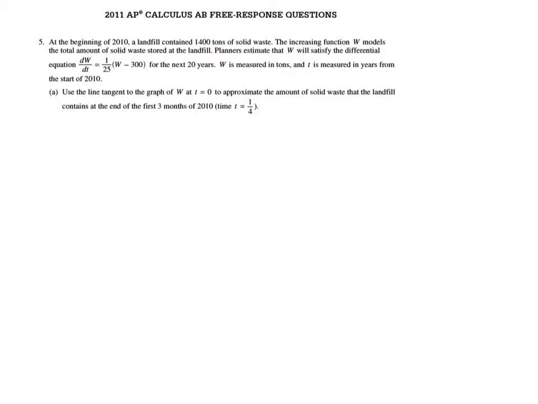Planners estimate that W will satisfy the differential equation dW/dt is equal to 1/25 (W minus 300) for the next 20 years. W is measured in tons and t is measured in years from the start of 2010.